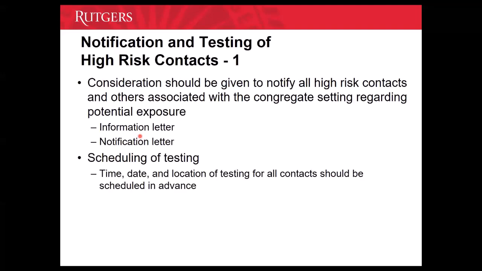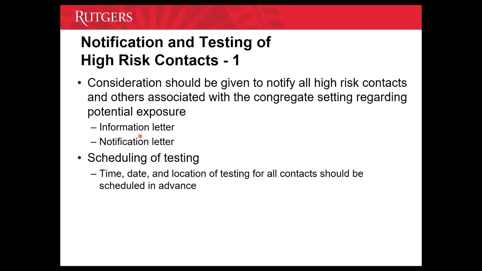Okay, so moving on to notification and testing of high-risk contacts, we should give priority and notify all high-risk contacts and others associated with the congregate setting regarding potential exposure. Most states, I'm sure probably all, send out letters. If it's a school, a workplace, whatever it might be, a notification letter. Here in New Jersey, we send the notification letter to those we identified as needing to be tested, and the information letter goes to everybody else, the worried well, the low risk contacts.